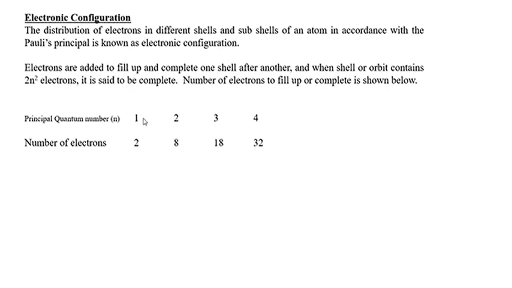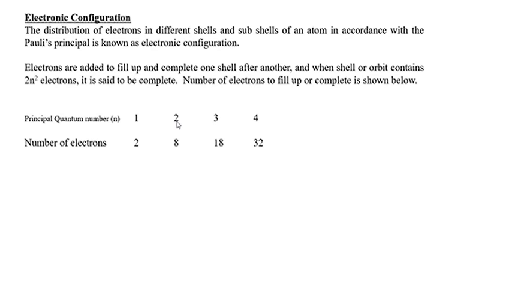If n is 1 and you have s, the maximum number of electrons is 2, right? If you have 1s, that means you have 1s2. That is the maximum number of electrons that an s orbital can hold.